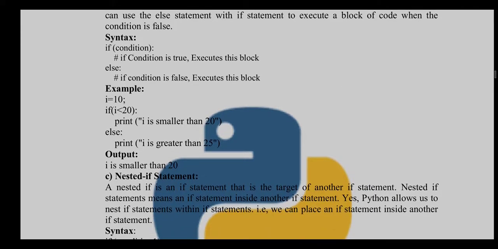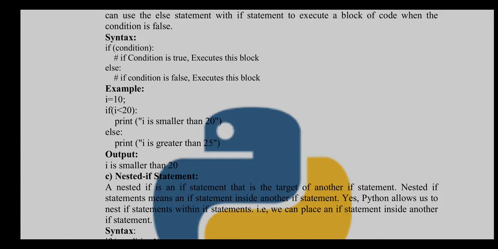See the syntax: if, then specify the condition, give a colon, go to the next line, use proper indentation, and write down the statements which you want to execute when the condition is true. Then go to the next line, use proper indentation and use the keyword else, then give a colon, come to the next line, use proper indentation, and write the executable statements which you want to perform when the condition is false. So specify them within the else part.